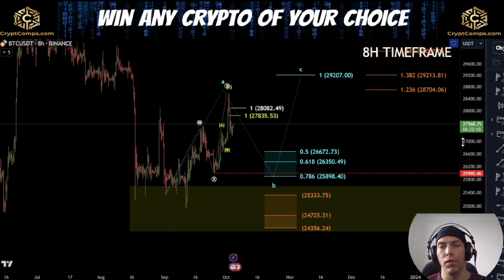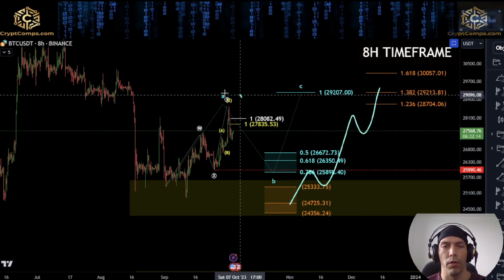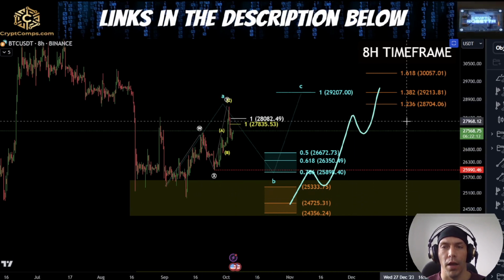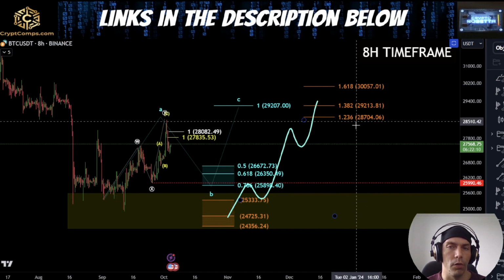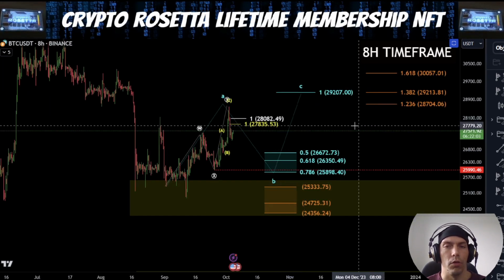So if we do see something like this, I will be looking out for the potential to see a 5-wave move back to the upside, looking to sweep this high and potentially looking to push back up to this 30,000 to this 28,704 as a potential target.